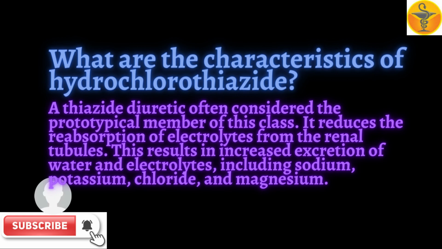What are the characteristics of hydrochlorothiazide? A thiazide diuretic, often considered the prototypical member of this class, it reduces the reabsorption of electrolytes from the renal tubules. This results in increased excretion of water and electrolytes, including sodium, potassium, chloride, and magnesium.